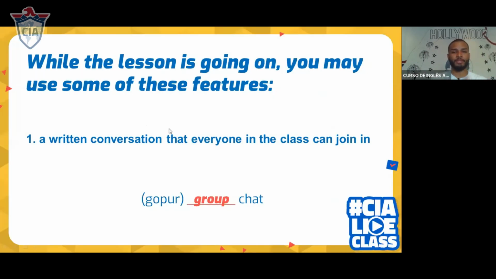Let's go with some exercises, guys. These are some of the features that we have in online classes. Can you guys tell me what this first one is? The answer? Oh, it's already there. A written conversation that everyone in the class can join. This is a group chat. Okay, let me just fix something here. This is a group chat.